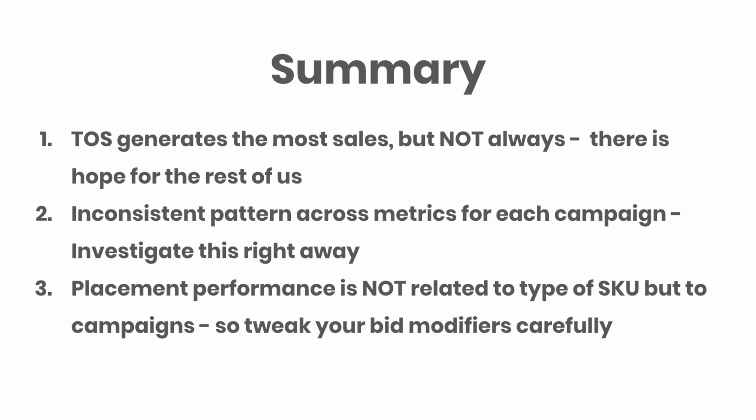So, just go and tweak your bid modifiers carefully. Don't assume that just because this product converted at a certain placement at a certain value that it would convert the same way in different placements or in different campaigns that advertise that same product. Okay, so it's to do with the campaign, not the SKU.